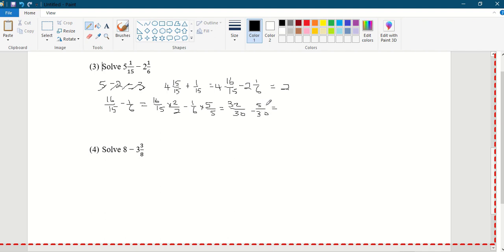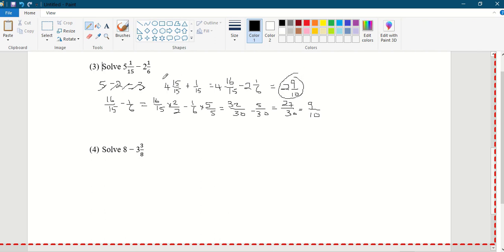So the result here we get is 27 over 30, which then can be reduced by 3 for both of them. So we get 9 over 10. So the result now we have is 2 whole and 9 over 10, and that will be our solution. And this will be one way to solve it.